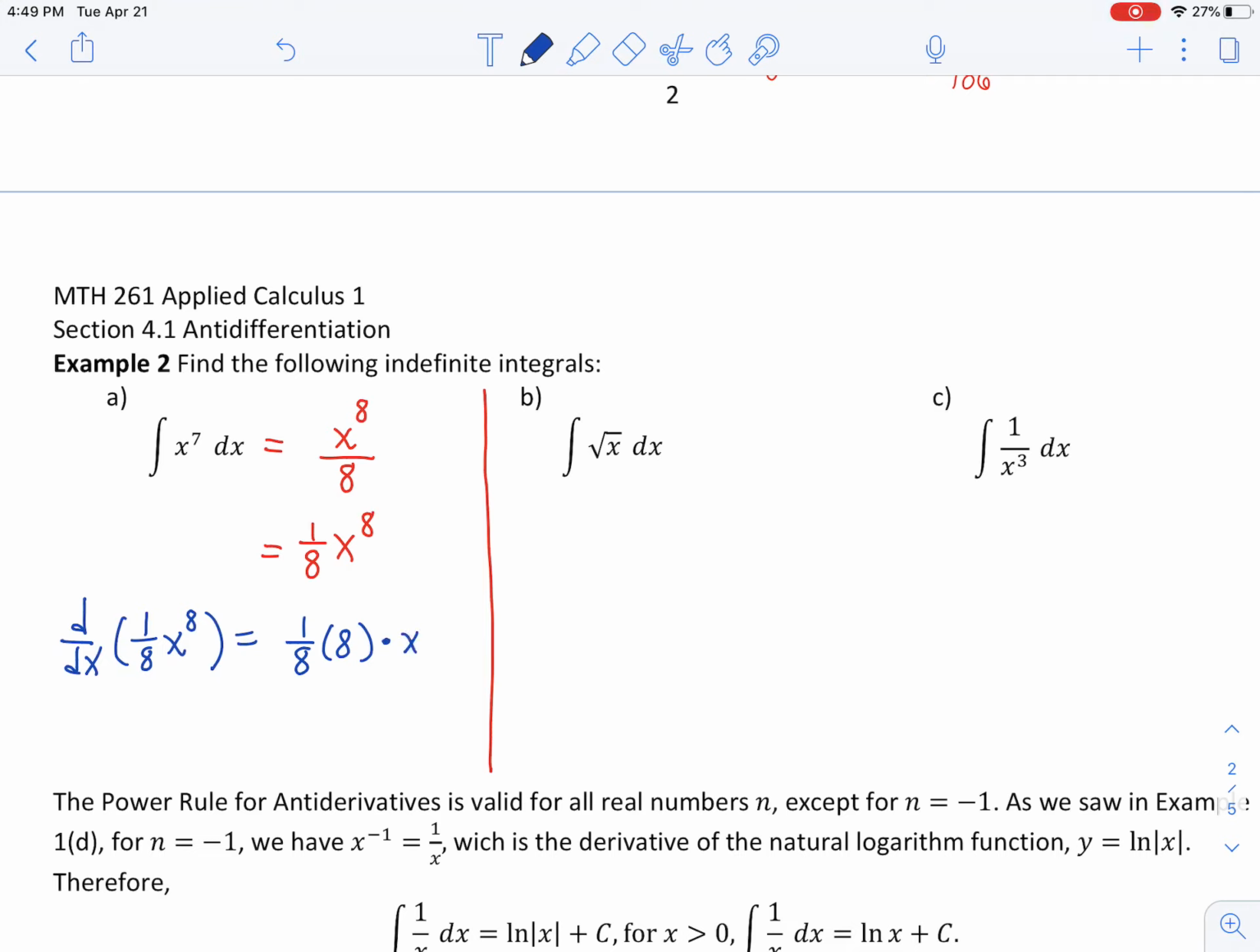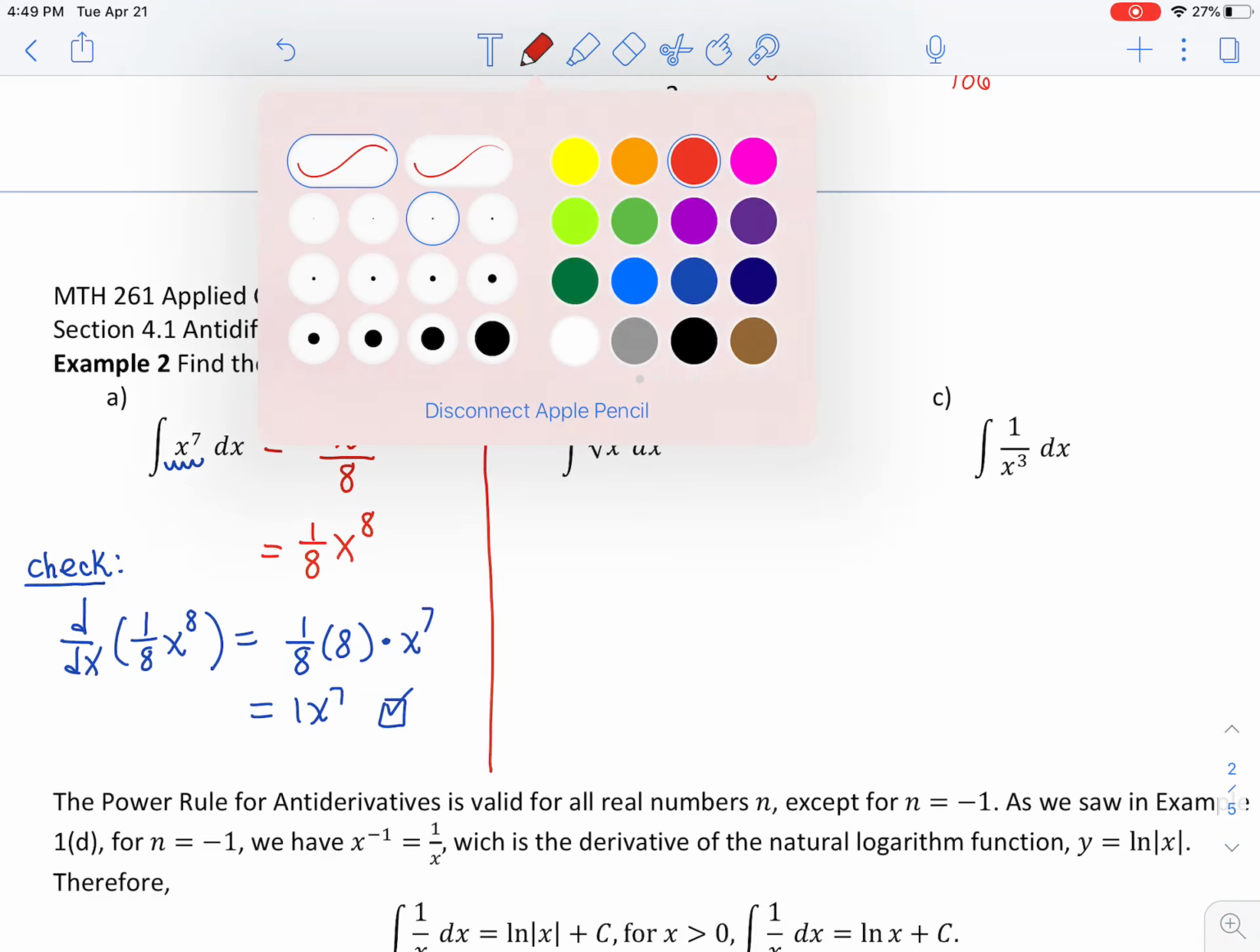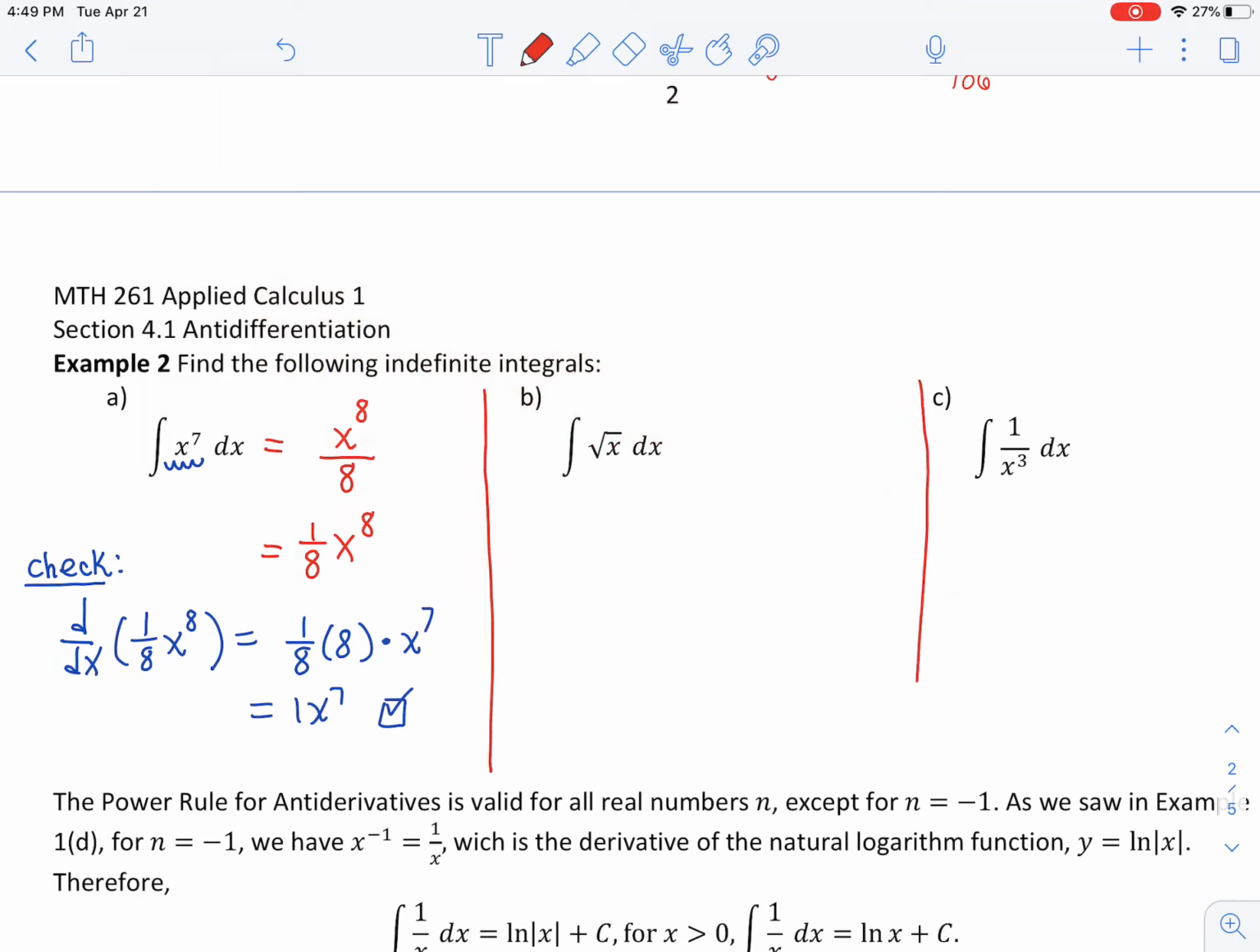And what would you do if you really want to check? Find the derivative of 1 over 8 times x to the 8th power with respect to x. And that's going to give you what? 1 over 8 times 8 times x to the 7th power, which is going to be x to the 7, and that is the same thing as the original integrand. So this is how you can check it. You don't have to write the check, you can check it mentally, but I just wanted to show you one.